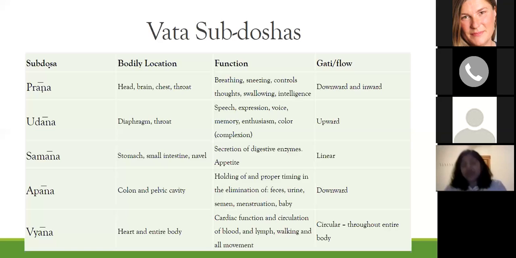So we can understand that in order to produce sound, you actually need to have some air that passes through your throat, passes through your vocal cords, vibrates, and produces your voice or speech. Okay, so that movement of air that goes upwards, and the regulation of that movement of air, is nothing but the udana vata.